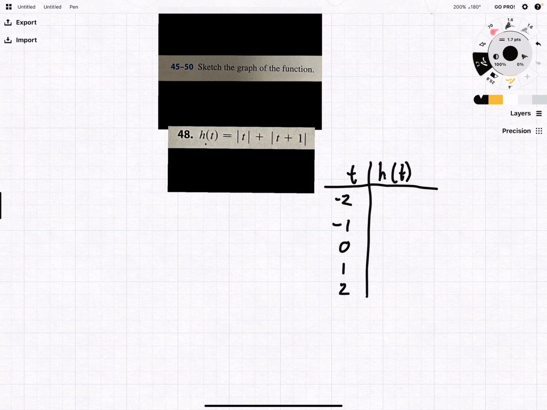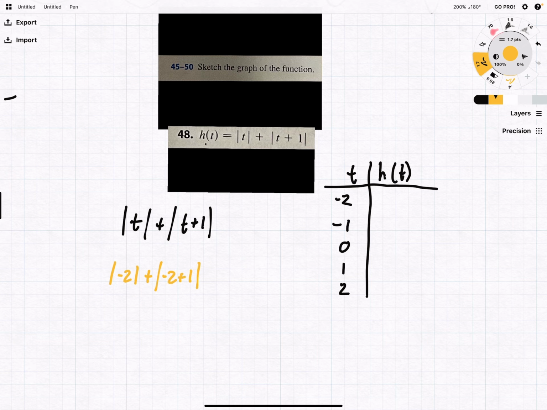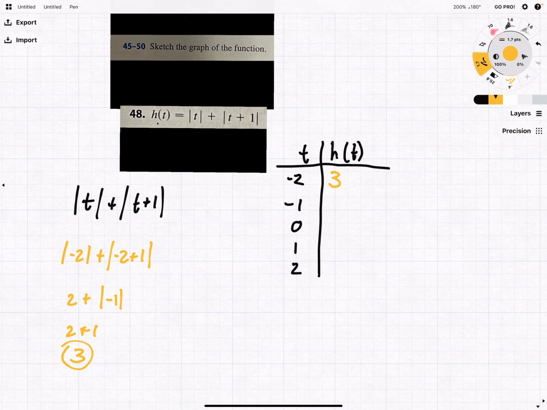So if I plug in -2, right, we have absolute value of t plus absolute value of t plus 1. Well, if I plug in a -2, that's going to give us absolute value of -2 plus the absolute value of -2 plus 1, which will give us 2 plus absolute value of -1. That will be 2 plus 1, which just ends up being 3. So when t equals -2, h of t is just 3.